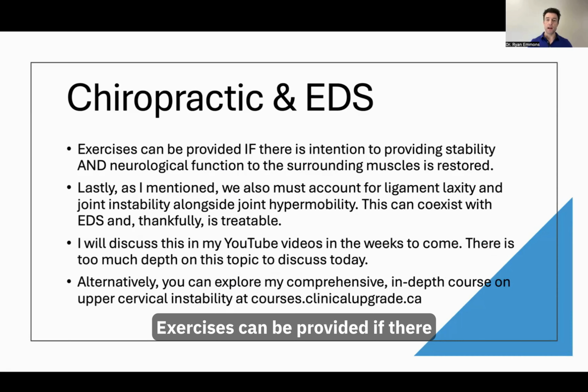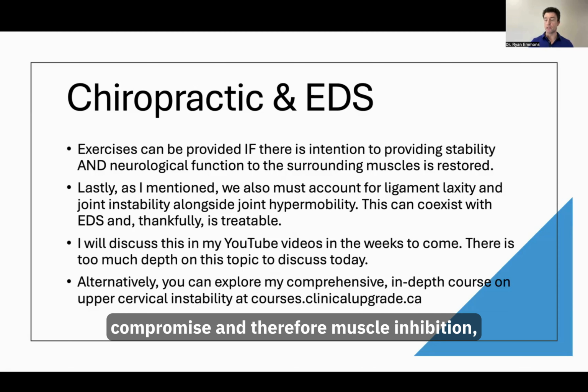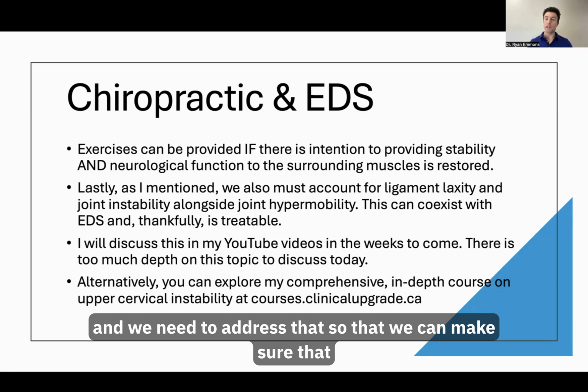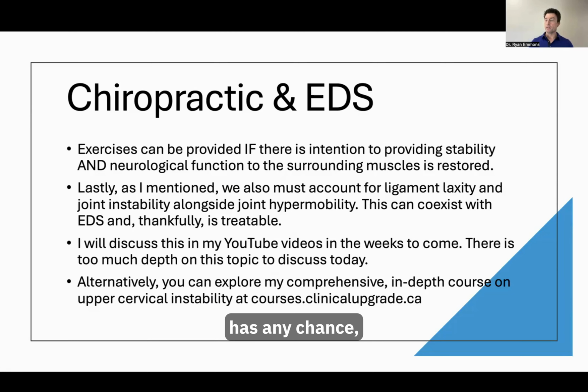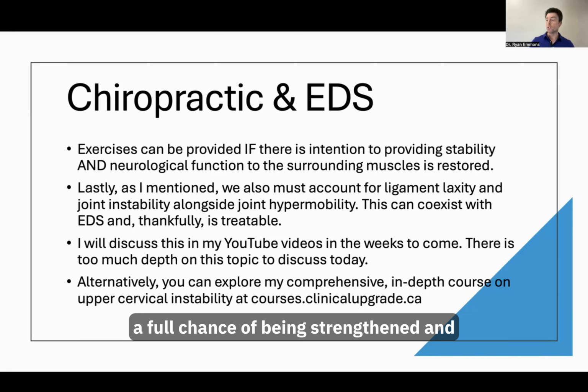Exercises can be provided if there is intention to providing stability and neurological function to the surrounding muscles is restored. So remember that if, say, with a C1 misalignment, there will be a degree of nerve compromise and therefore muscle inhibition. And we need to address that so that we can make sure that any muscle that we are exercising has a full chance of being strengthened and no limitations.